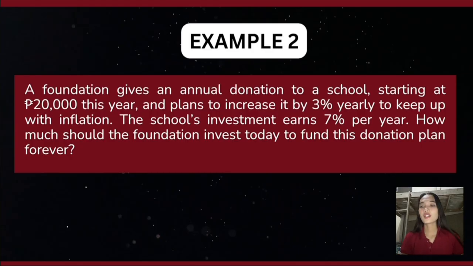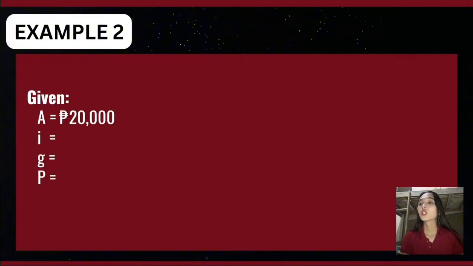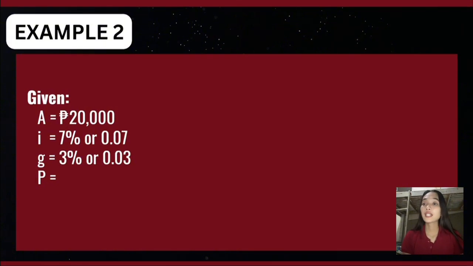So if you're done solving, here's the given. We have A is equal to 20,000. We have I, or the interest rate, is 7%. Since it needs to be in decimal, it becomes 0.07, and our J here is 3%, and same with I, it should be decimal, so it becomes 0.03, and we are going to find the P here.